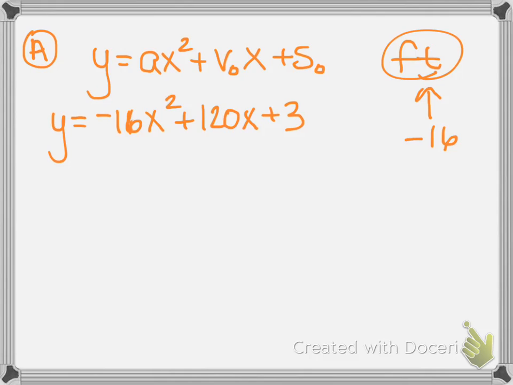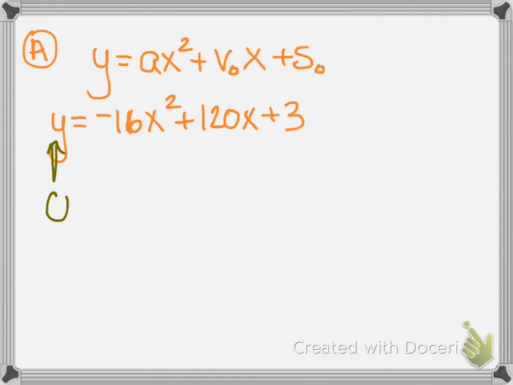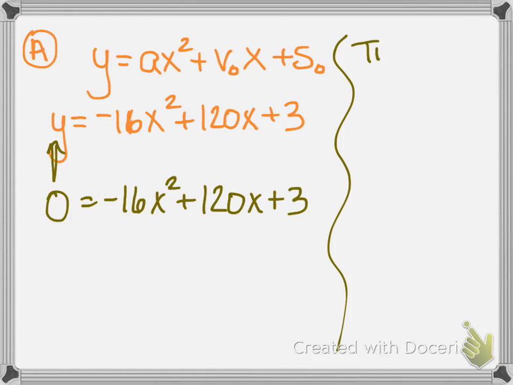They want to know how long until the ball hits the ground. Well, when the ball hits the ground, what's the height? 0, right? So we're going to plug in 0 for y and set this equal to negative 16x squared plus 120x plus 3. Now, let's just say I'm going to try to factor this.